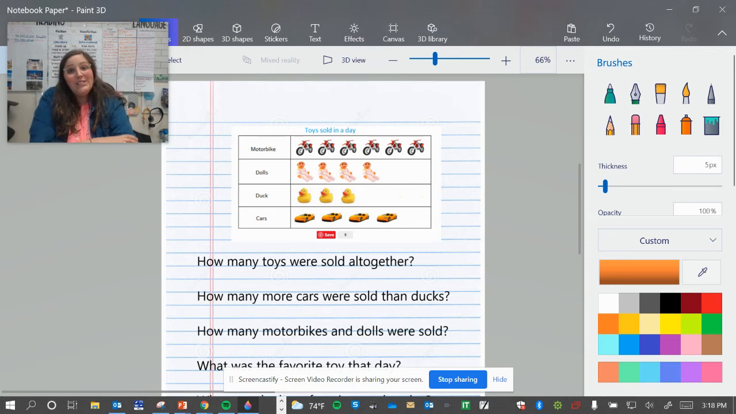Hello. Okay, so tonight, last time we made picture graphs. This week we're going to analyze picture graphs. So that's our title: Analyze Picture Graphs.